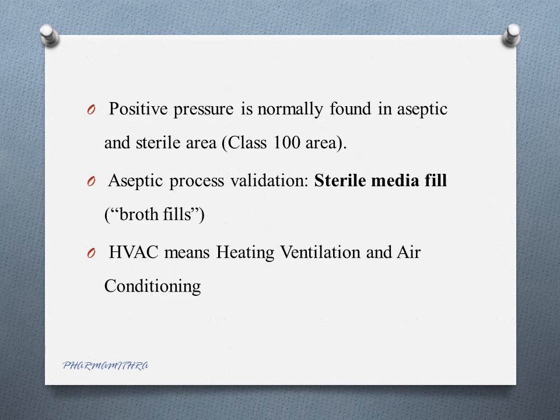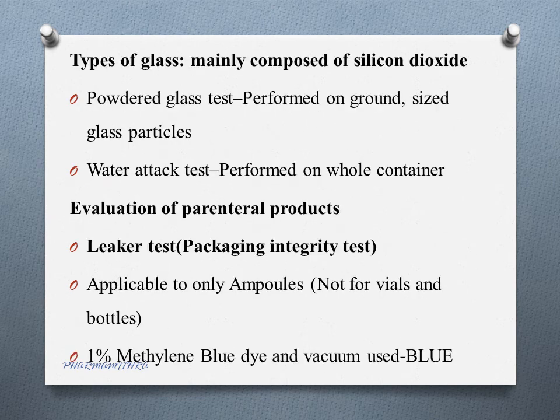These terms expressed in this slide are related to parenterals. First one, positive pressure. We come across positive pressure and negative pressure in parenterals. Positive pressure is normally found in aseptic and sterile areas. We come across class 10, class 100, class 1000, etc. Positive pressure is mainly seen in class 100 areas. The aseptic process validation method we use here is sterile media fill or broth fill. HVAC is a term we can see in parenterals. HVAC means heating, ventilation, and air conditioning.